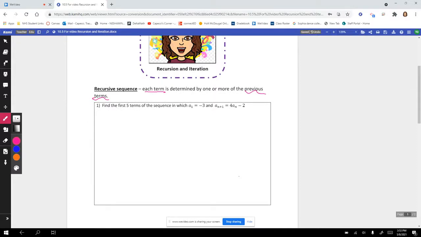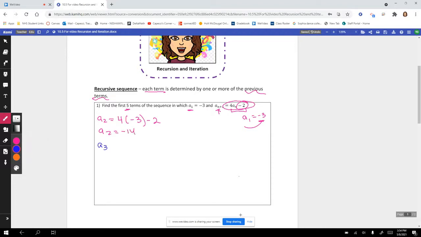It says find the first 5 terms of the sequence in which a sub 1, so we have our first term, is equal to -3, and then we have a sub n plus 1, meaning the next term, and then there's our expression we're going to use. Okay, so we already have a sub 1 is equal to -3. Now let's do a sub 2, because if n is 1, then the next term is going to be a sub 2. So we're going to take 4, this expression, times a sub n. That's going to be the previous term, so that's times -3. And then we can't forget about this minus 2. So a sub 2 is equal to -12 minus 2, which is -14.